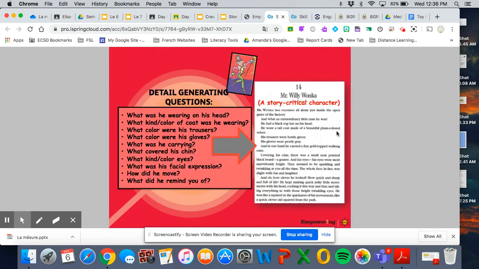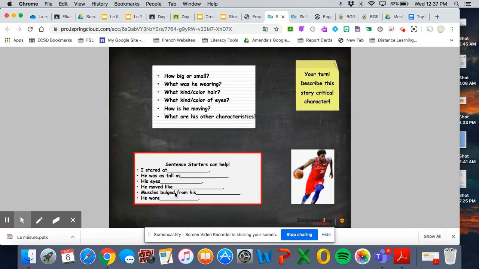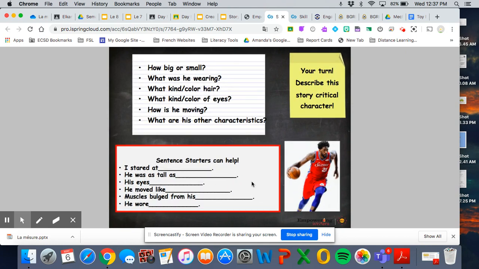So here's an example. I'm not going to read it to you, but I'm going to give you a chance to pause the screen to read Mr. Willy Wonka. So this is just the first page. And then look at the detail generating questions. So look at how specific these questions are. Please pause if you want to read the page and look at the questions. Okay, and here are some detail generating questions as well.